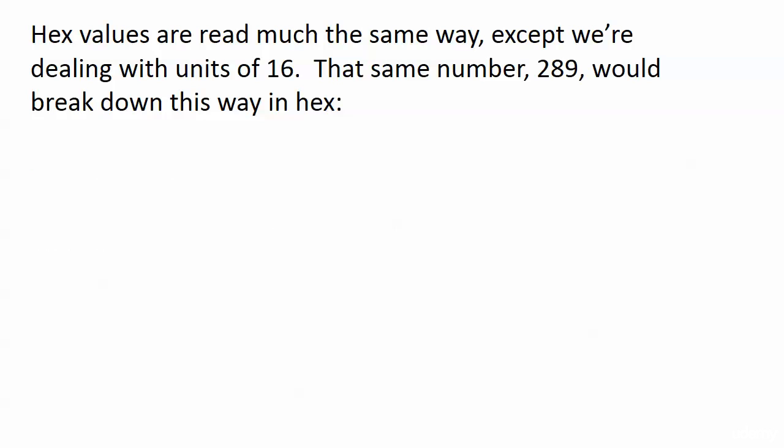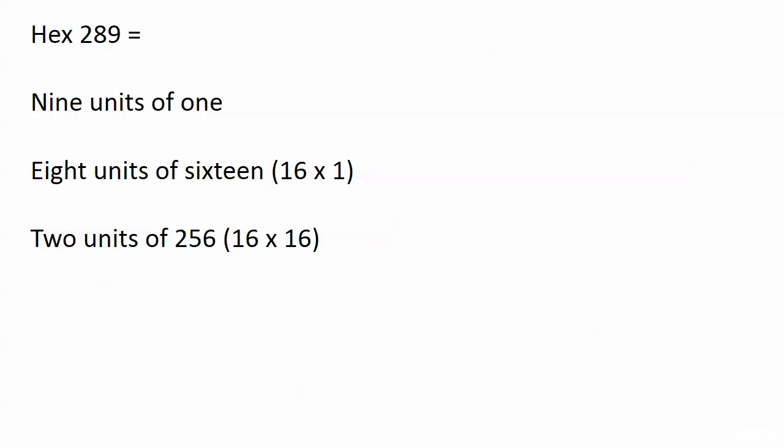So if I gave you a number 289 but said this is a hex value, this is the way it breaks down. It still breaks down as 9 units of 1 starting from right to left, but then you're dealing with units of 16. Because again, hex is base 16. We're working with units of 16 here. So you've got 8 units of 16. The next number up, that 2, is going to be 16 times 16, 256. So that is exactly what we're looking at with hex.